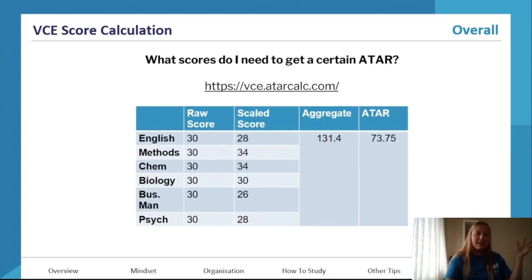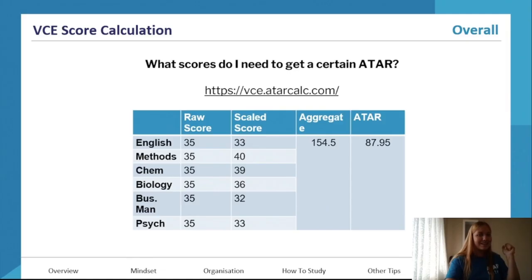So looking at these examples, study scores that are average, we said are 30. So this person only scored 30s and then they got scaled different amounts depending on the subject scaling, but their ATAR was 73.75. So if you get study scores of around 30, you're likely to get an ATAR between 70 to 75, which is still pretty good, guys, and can get you into a lot of courses.